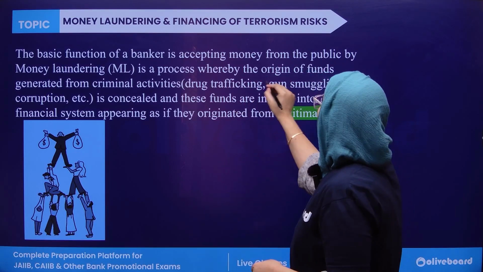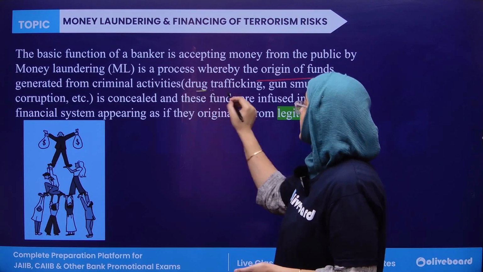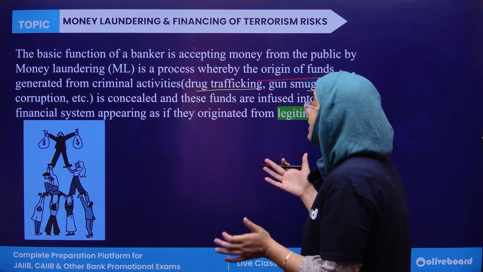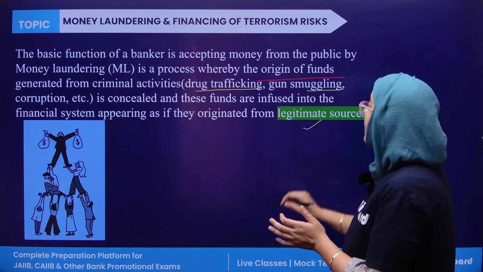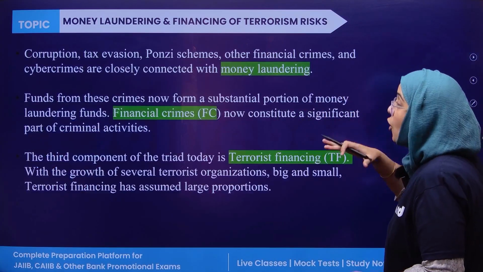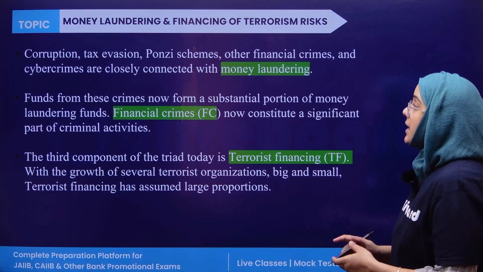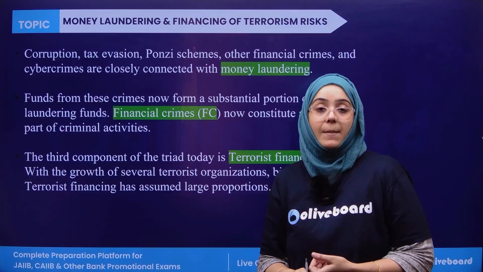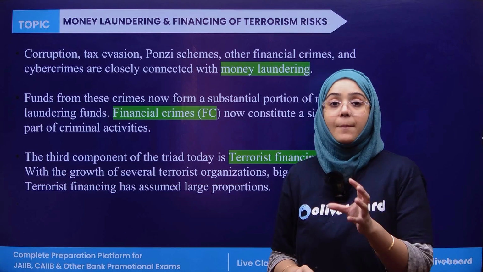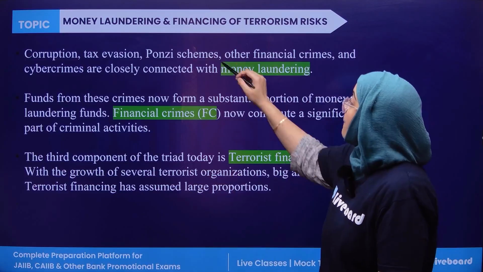So money laundering is a process where the funds originate from illegal or criminal activity, like drug trafficking or gun smuggling, and are induced in the economy in such a way that they appear to come from a legitimate source. Now, there are different things that are used in the money laundering process. For example, corruption is often involved with money laundering. You are using this money in corruption and in Ponzi schemes.